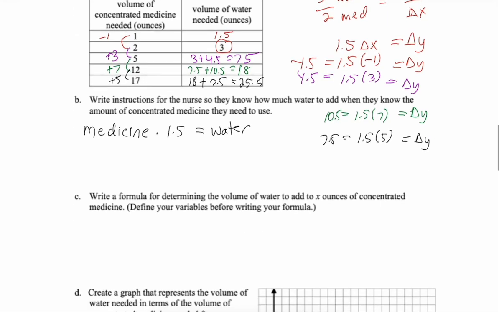Write a formula to determine the volume of water to add to X ounces of concentrated medicine. So now let's use just the variables they talked about. We're going to have X to be the medicine. We're going to have Y to be the water. So Y is going to be your slope times X, and that's why Y equals 1.5 times X, or 1.5X.